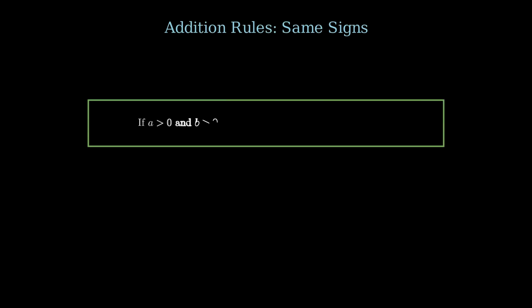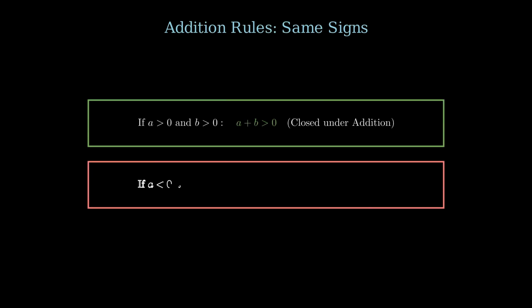When you add two numbers with the same sign, the sum keeps that sign. Adding two positive numbers always results in a positive number. This means positive real numbers are closed under addition. Similarly, adding two negative numbers always gives a negative result, meaning negative numbers are also closed under addition.